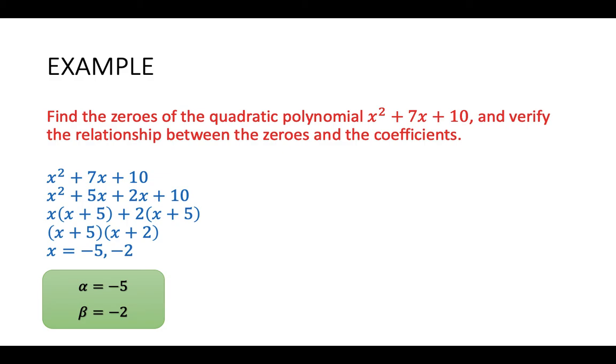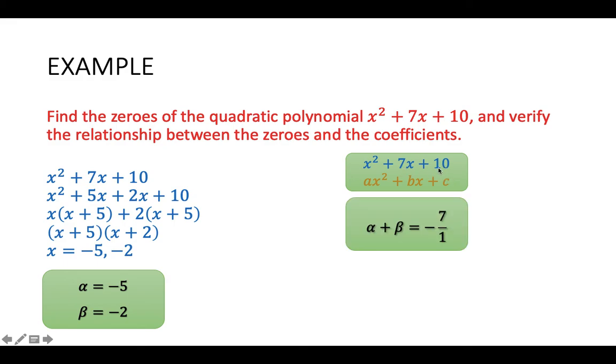Second part is to verify its relationship. How to verify it? Always remember that the general equation was ax square plus bx plus c, and the given equation is x square plus 7x plus 10. Therefore, the value of a will be equal to 1 here, b will be equal to 7 and c will be equal to 10. According to that relationship, alpha plus beta was minus of b upon a. Minus b upon a means minus 7 upon 1, which will give you minus 7.